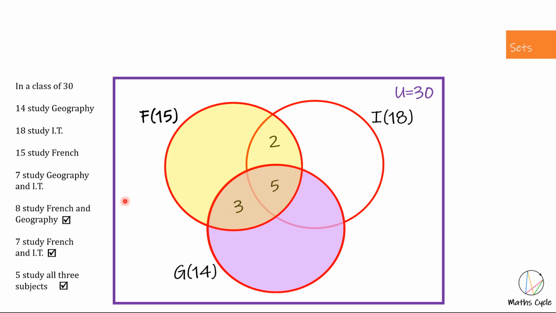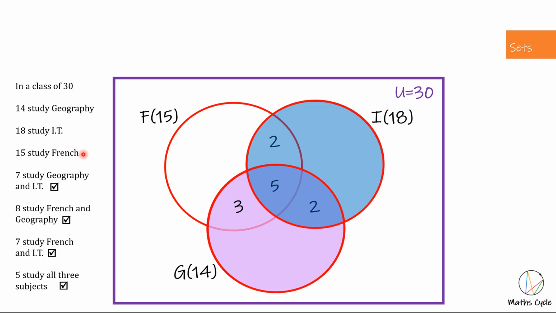My next bit of information here is 7 study Geography and IT. So let's look at my Geography and IT circles. I can see my intersection this time has been highlighted indigo. Now I already have my 5 students accounted for there, but I know that 7 study Geography and IT, so I'm missing 2 that I'm going to put into this part of the intersection too. Now I've all my intersections done. I'm going to start looking at full circles.